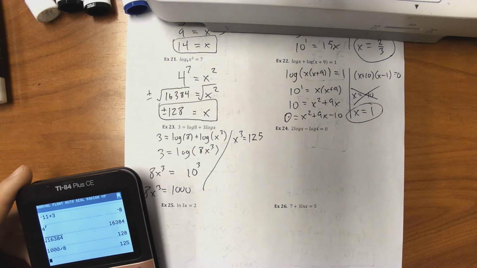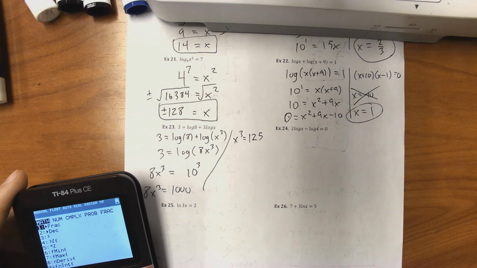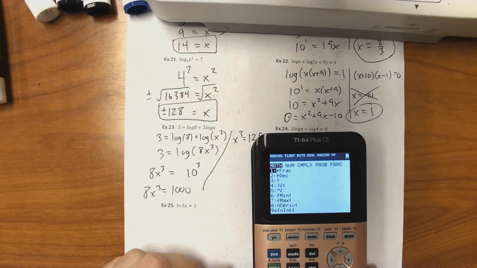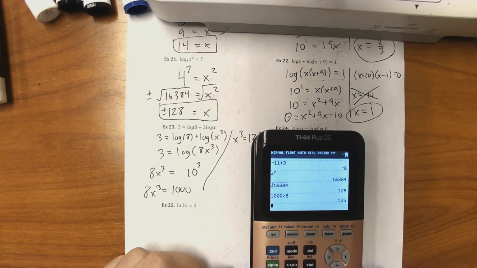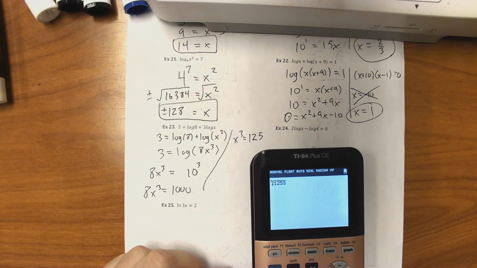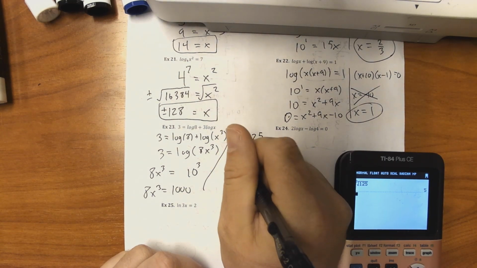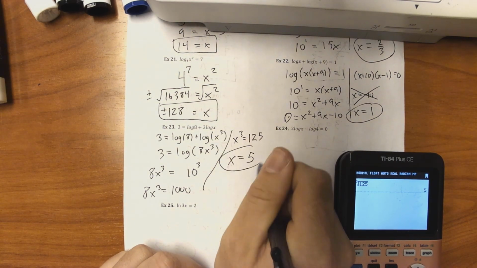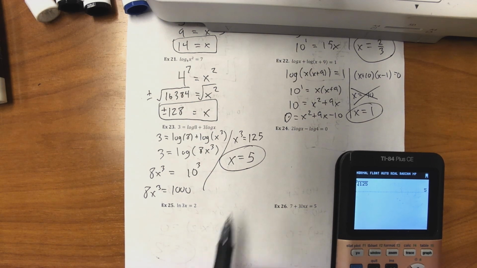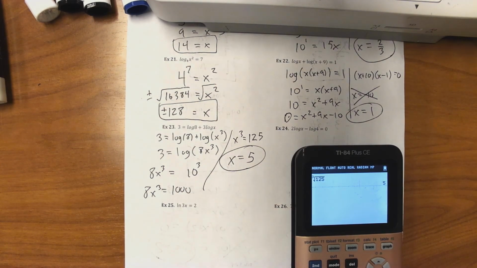Let me see if this has any. Oh, yep, it does have a cube root. So I'm going to go ahead and take my calculator. If you hit the math button on a TI-84, you can see there's a cube root feature there. So I'm going to do the cube root of 125, which is 5. There's my answer. Notice when I plug it back in, it's positive inside the logarithm, which is fine. Remember, we used a cube root to cancel out the cubing.